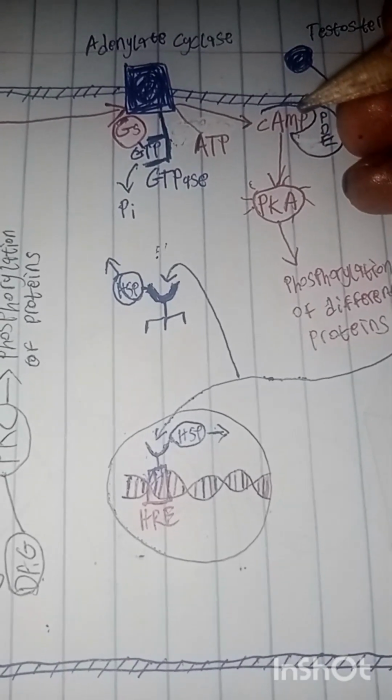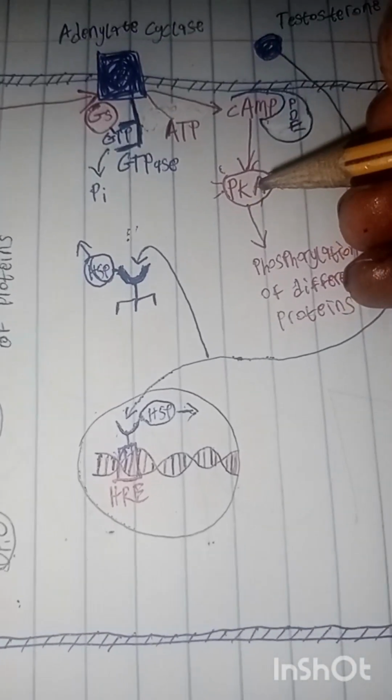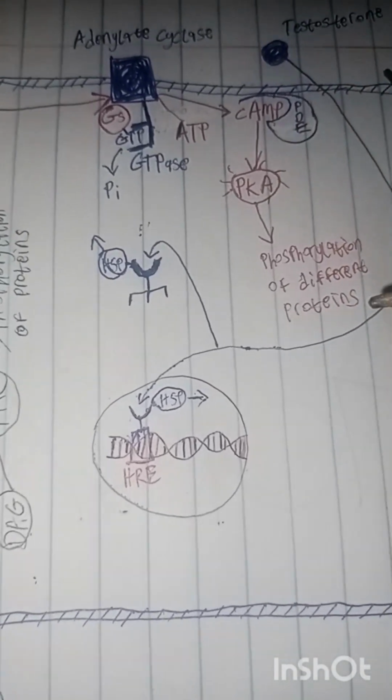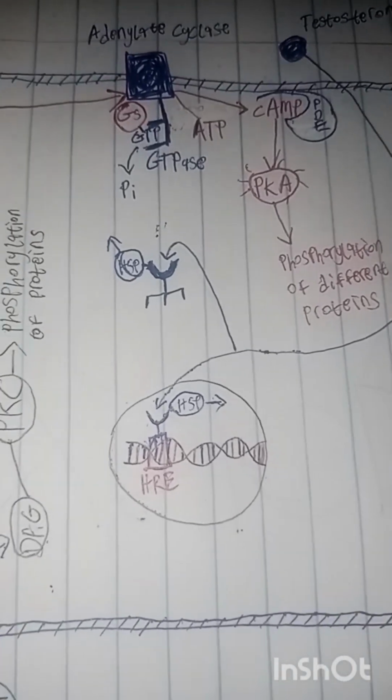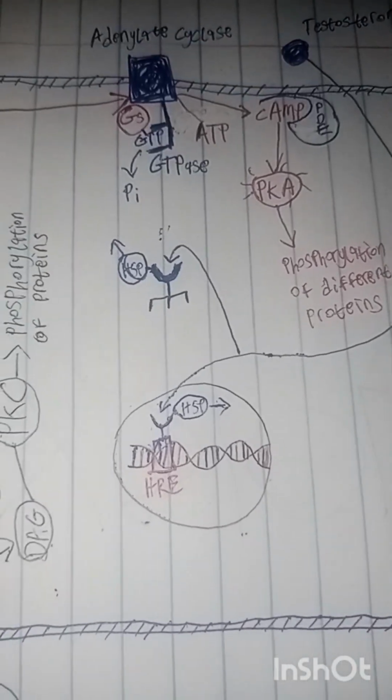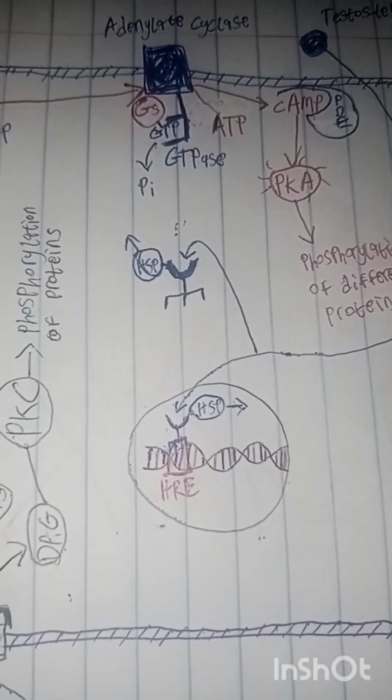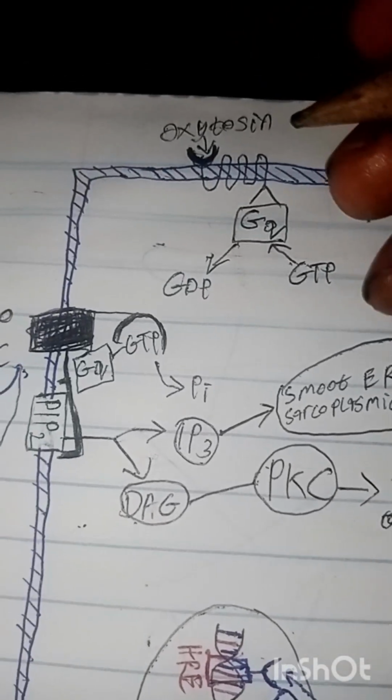Cyclic AMP then stimulates protein kinase A. This protein kinase A then phosphorylates different proteins to carry out this function. It can be to open an ion channel, or to move proteins or other things. So, okay, now for the Gq. Now, in this case, what is oxytocin?